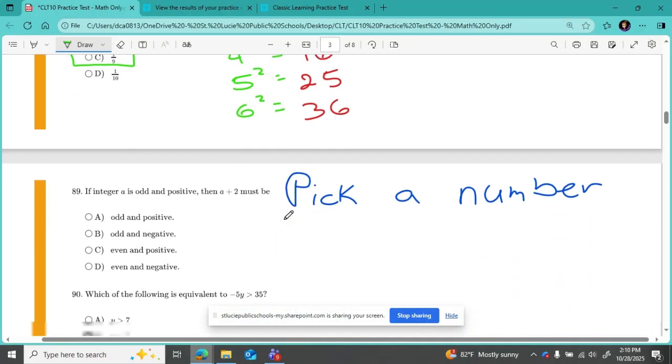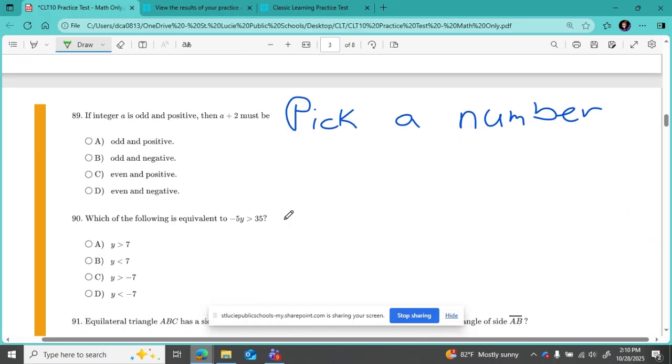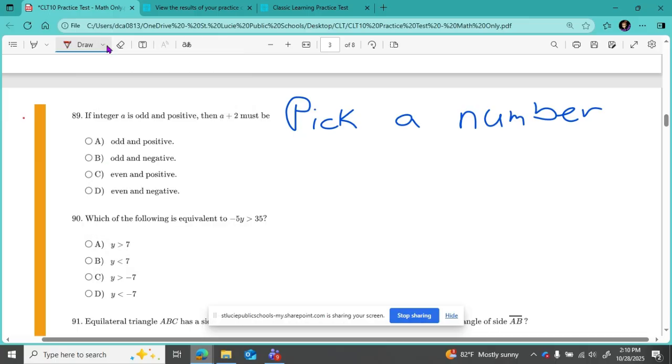All right, and moving on to question number 89. This one says if integer a is odd and positive, then a plus 2 must be what? And I made myself a note again. I said pick a number. I'm going to use the pick a number strategy. So a is odd and positive.